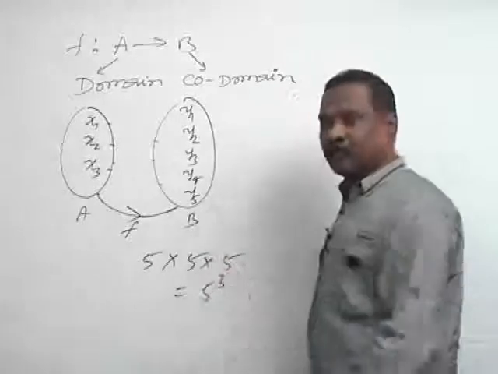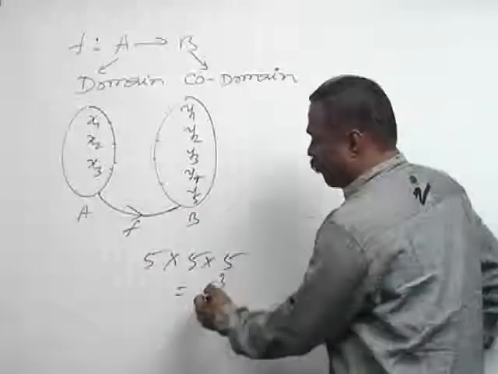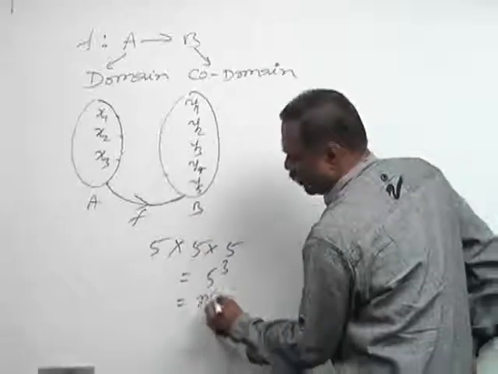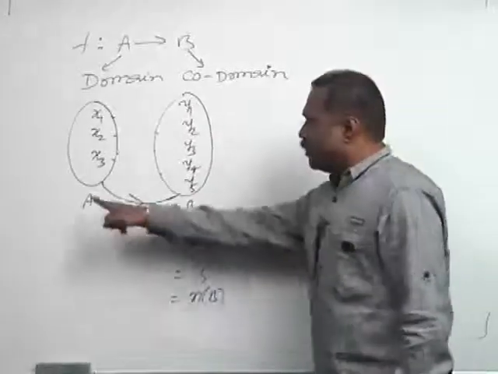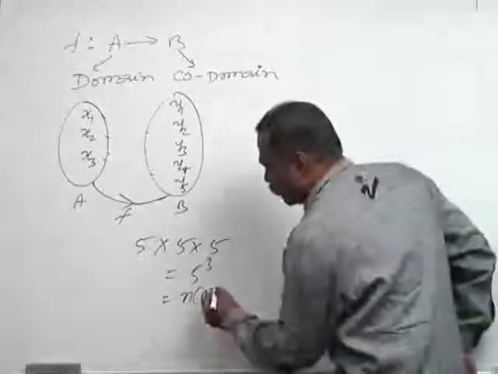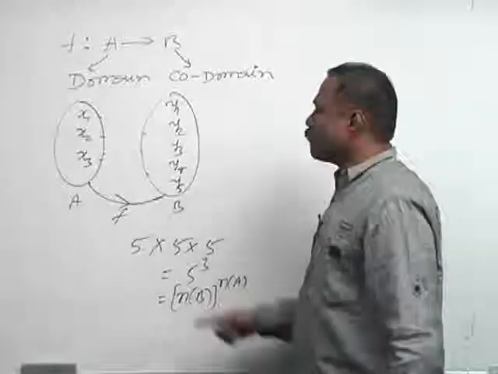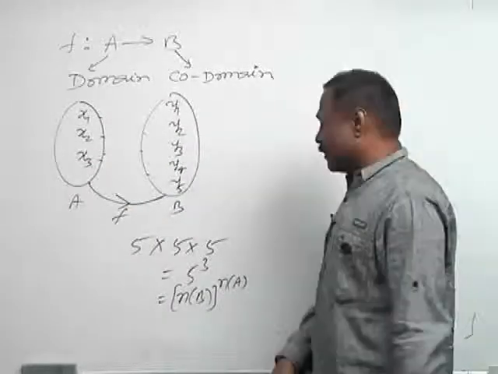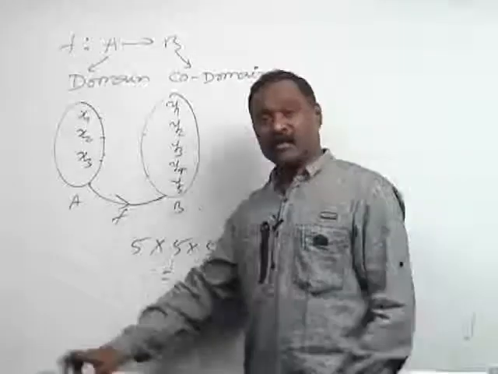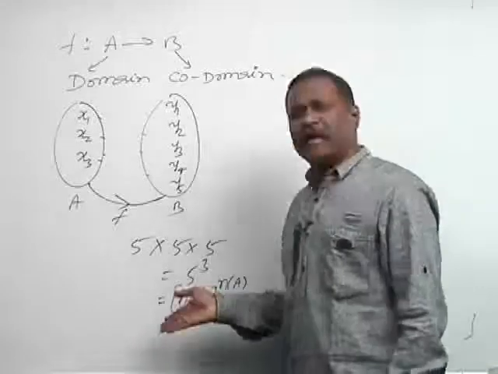It is 5 cubed. In what way can this be related to this? This 5 is nothing but n of B, the number of elements in set B. And 3 can be said as n of A. So n of B whole power n of A is nothing but the number of functions. You might have understood now how we derived this using simply the principle of counting.